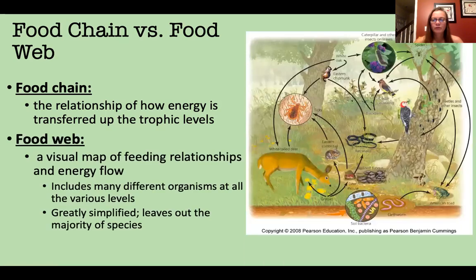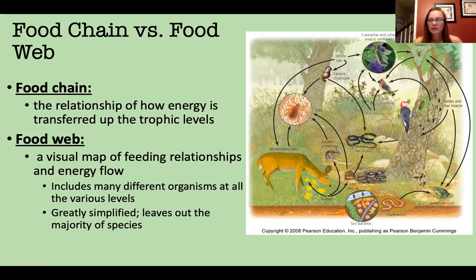Okay, let's talk about a food web. So a food chain is linear. A food web is kind of a visual map that shows how energy flows. It's not a straight chain. It includes lots of different organisms at the levels. It is still very, very much simplified. It leaves out a majority of the species. But you'll notice that once again, the arrows are drawn showing which direction the energy flows.